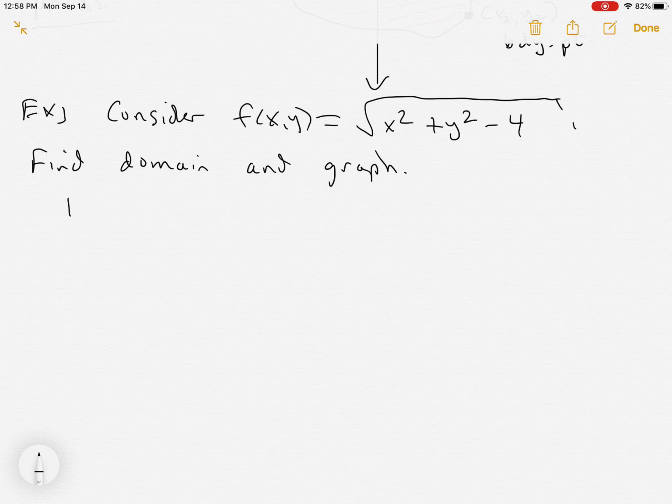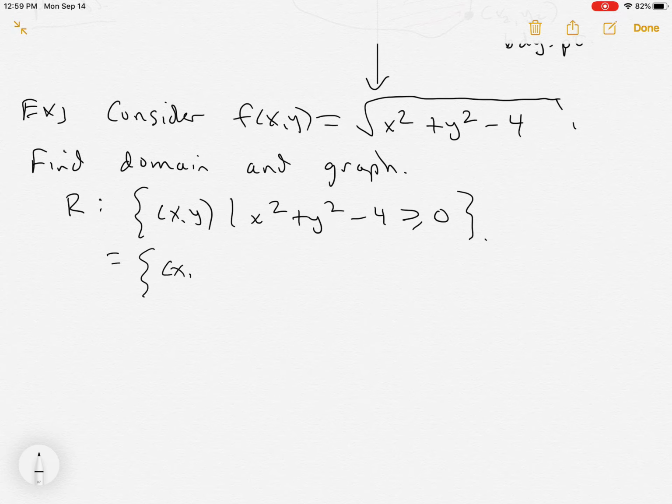Okay, so the domain, I'm going to call it R again. It's all ordered pairs such that x squared plus y squared minus 4 is greater than or equal to 0, because you can't take the square root of a negative number. And so this is all ordered pairs x, y such that x squared plus y squared is greater than or equal to 4.